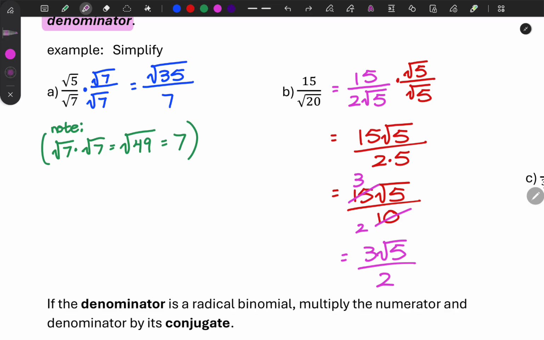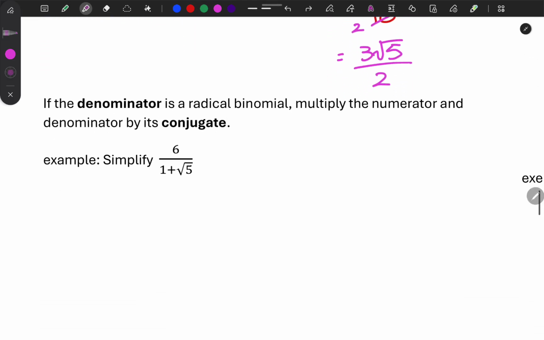And that's the basic idea for rationalizing. So we rewrite so we don't have a radical in the denominator. It's very straightforward when we only have one term. If we have more than one term, that's where we need to take advantage of the conjugate instead. So let's take a look at the next example.